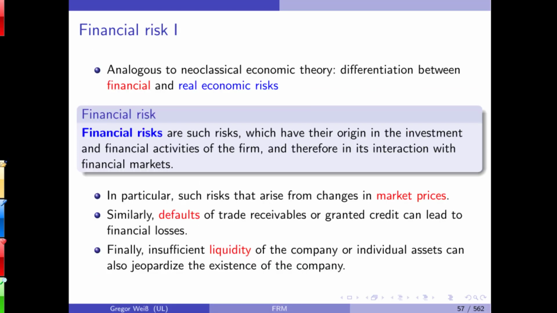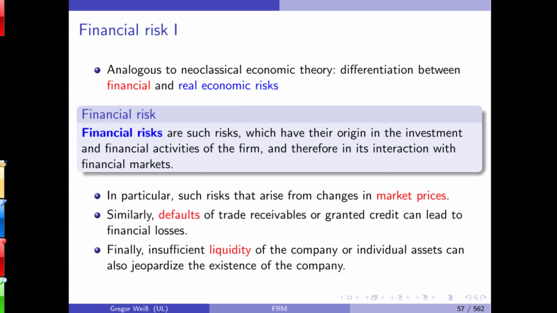Okay, next slide. Now, first of all, as you probably have noticed by now, this is a class on financial risk management. We distinguish, just like in neoclassic theory, between financial risk and real economic risk. Real economic risk being the risk that you lose your job, that a firm doesn't make any new sales, that an economy will go down. In contrast, financial risks are such risks that originate in the investment and financing sphere of the firm. So every time a firm interacts with financial markets, you might be exposed to financial risk. And these financial risks can be in the form of credit risk, market risk, liquidity risk, and so on.